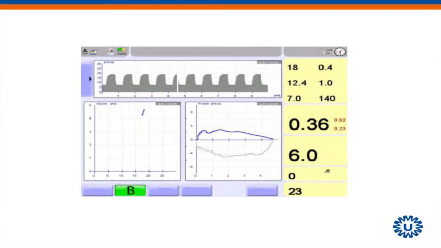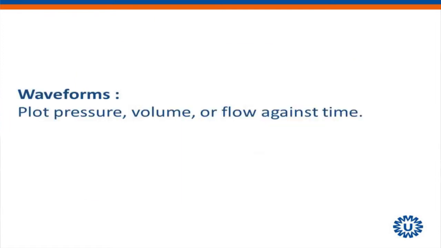If you look at the waveforms, they plot pressure, volume, or flow against time. There's a time component in it. In a loop, there's no time component. Loops plot 2 parameters against each other, for example, flow and volume, or pressure and volume.